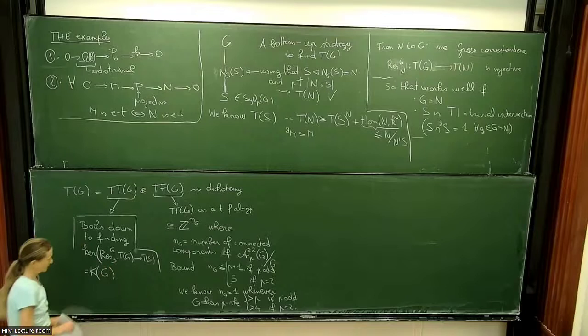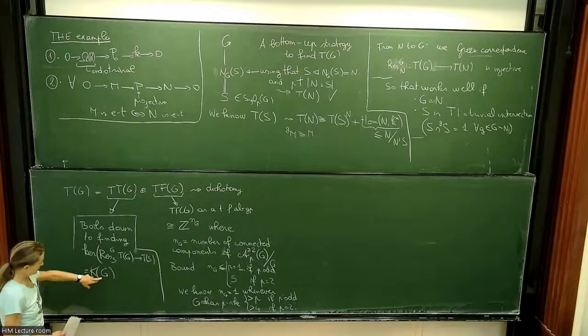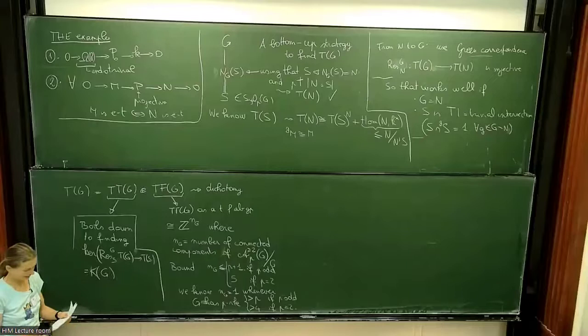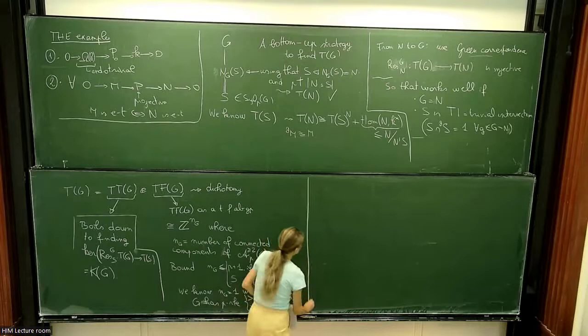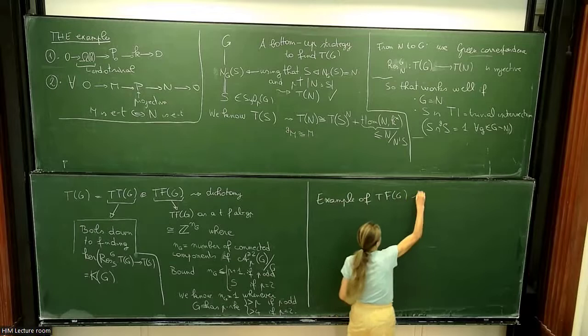So I fixed my S, my S is my friend, and I don't need to write it. So I will come back to this very shortly, but I think that perhaps now is a good time to have an example. So examples of TF of G for very important groups.